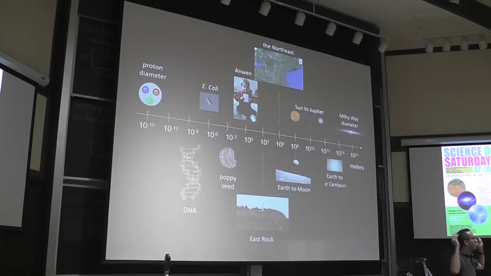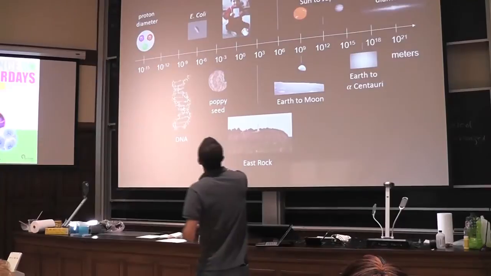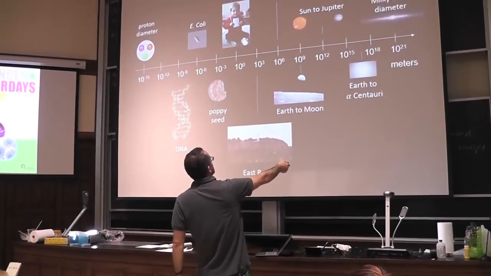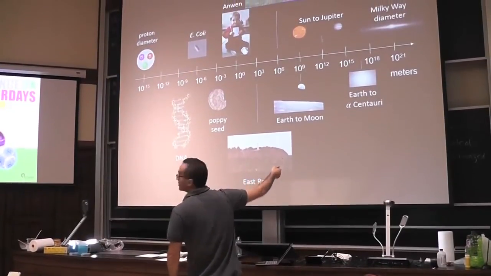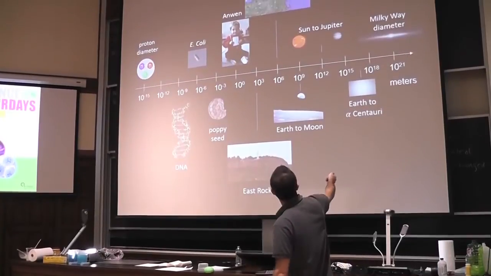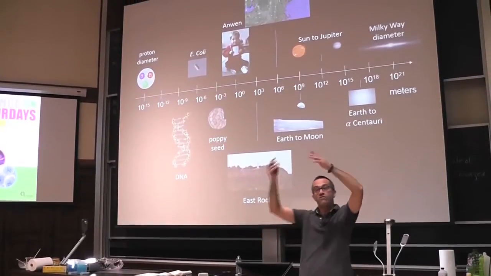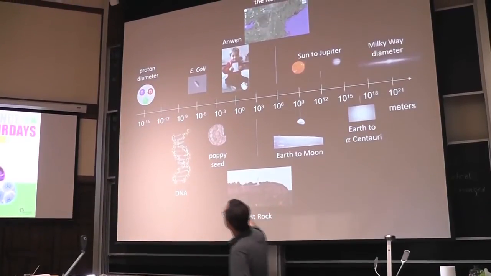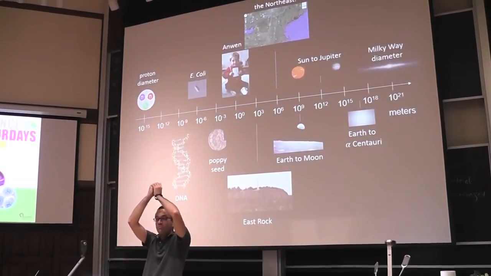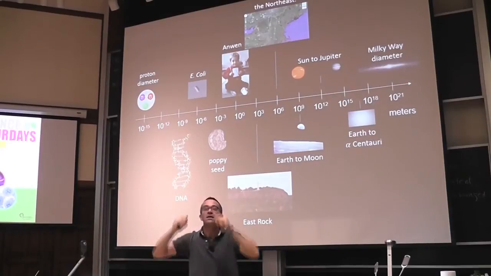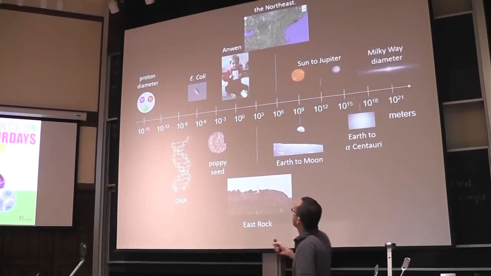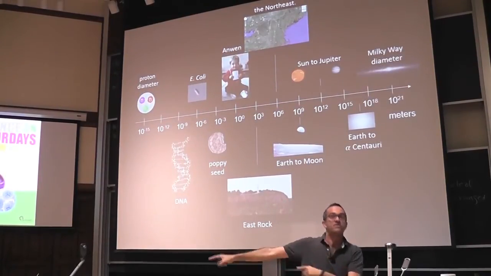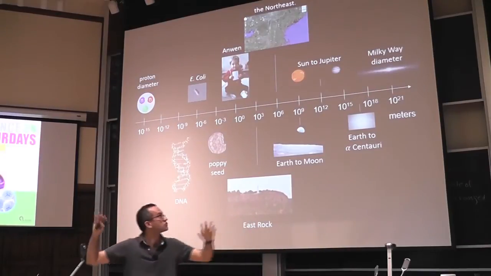So here's a map of basically everything. This is a scale in meters. The biggest thing you can imagine, actually a small fraction of the universe, is the Milky Way. It's 1 with 21 zeros after it meters across. On the other side, I've got the inside of a proton, one of the smallest things inside an atom, and that's 1 divided by 1 with 15 zeros after it. So it's a huge range.